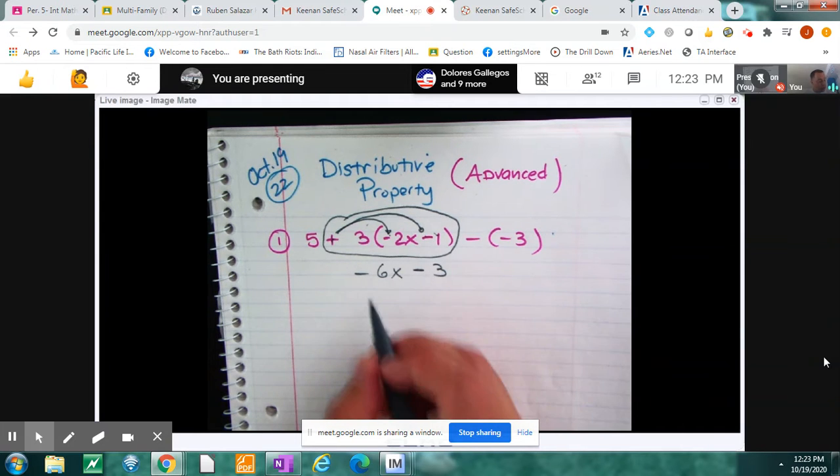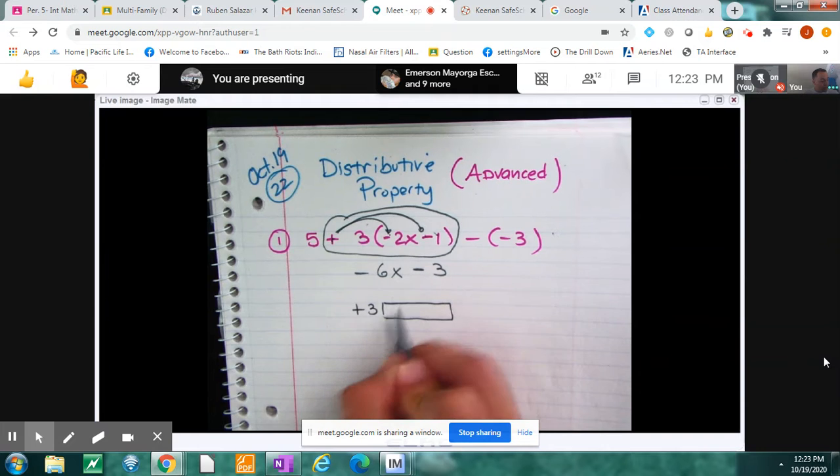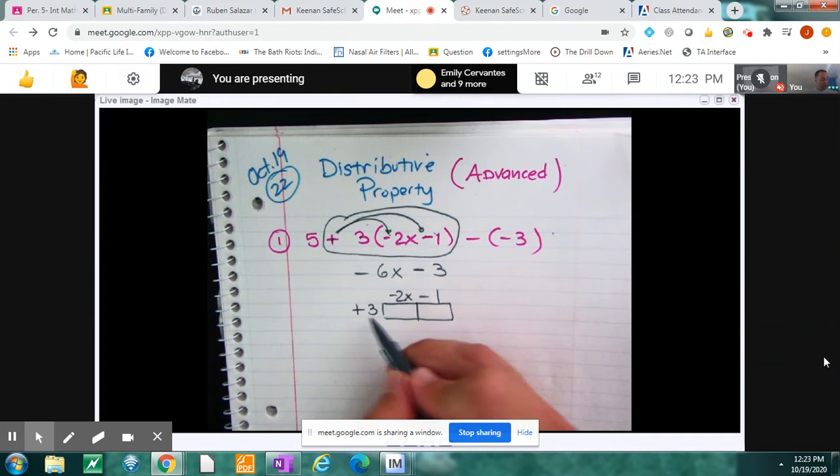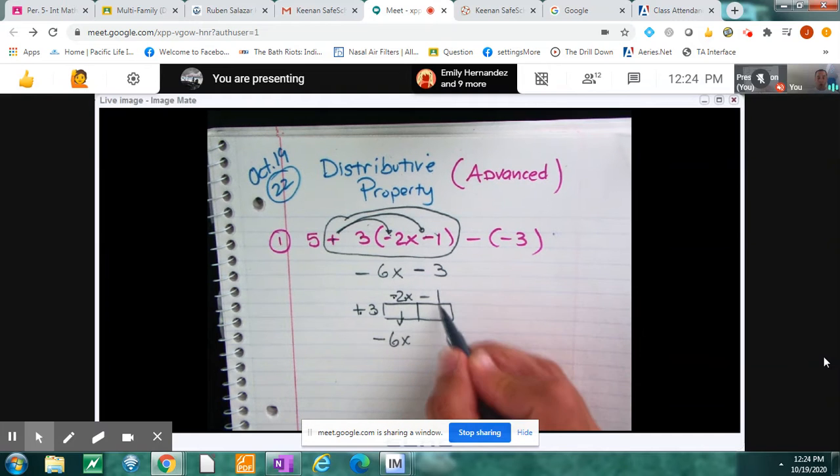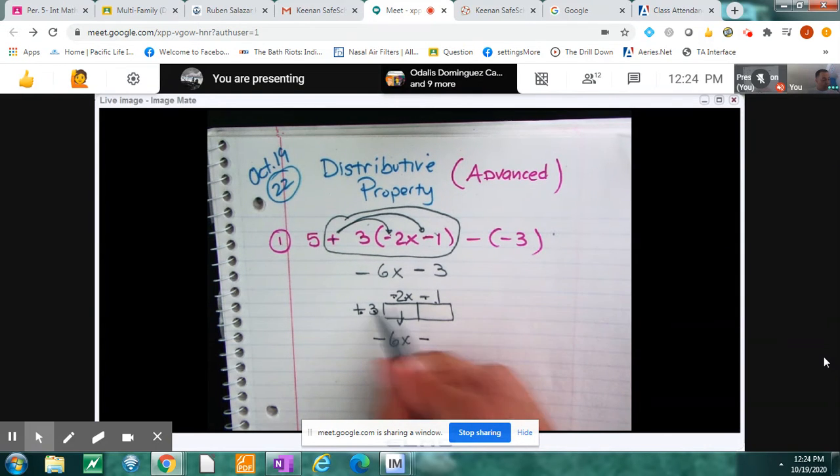Now, some kids would do this: positive 3 times negative 2x minus 1, and that's fine. So then you're multiplying. Positive times negative is negative. 3 times 2 is 6x, right? Don't drop the negative 1. You still have to multiply. Positive times negative is negative. 3 times 1 is 3. See how you get the same thing?